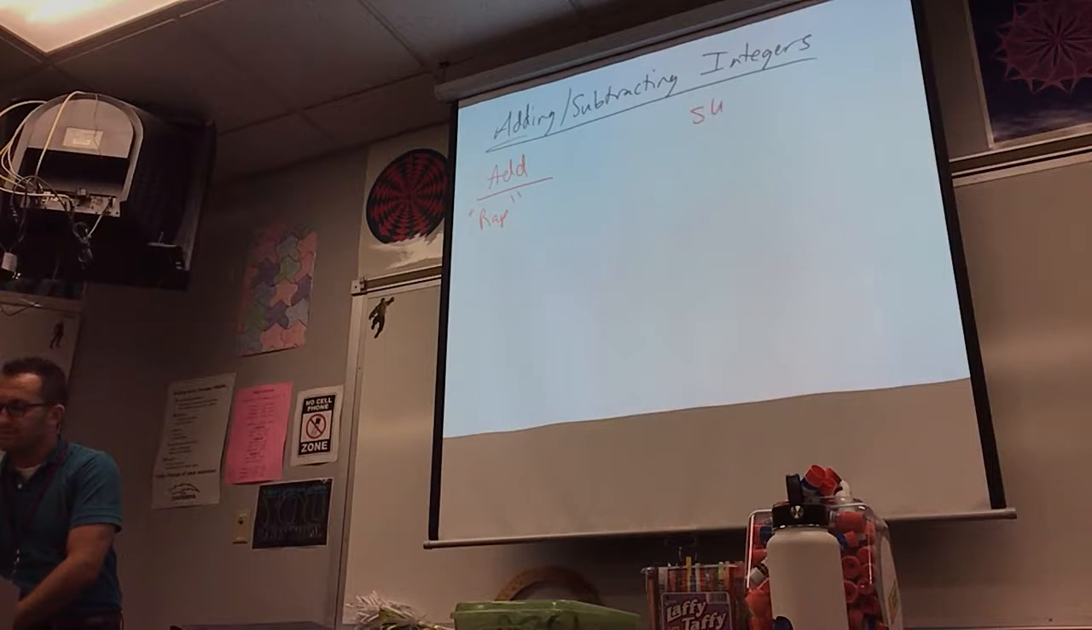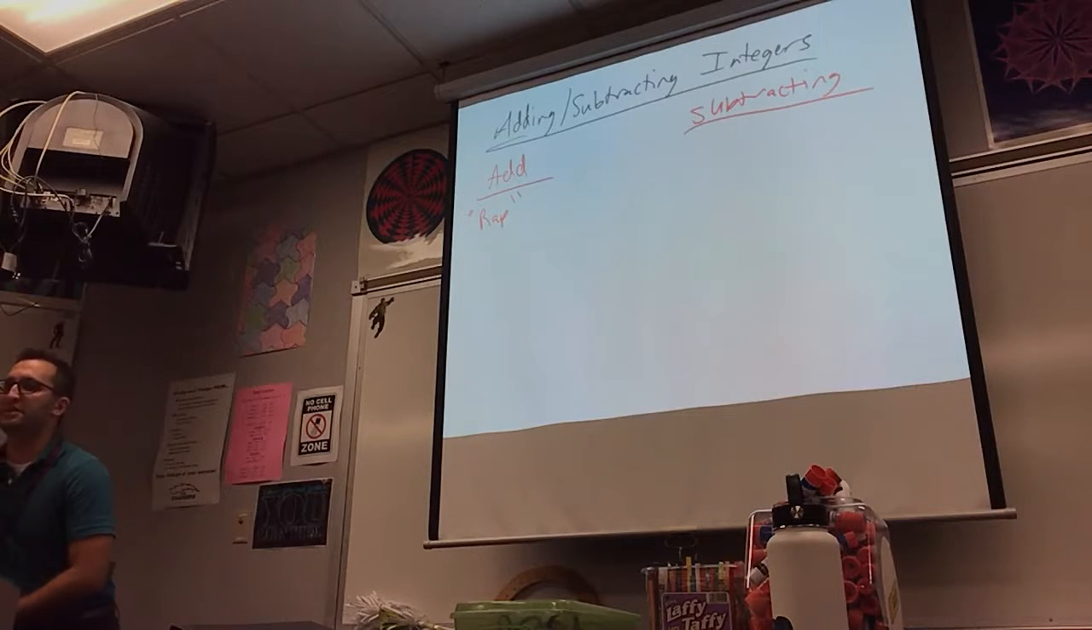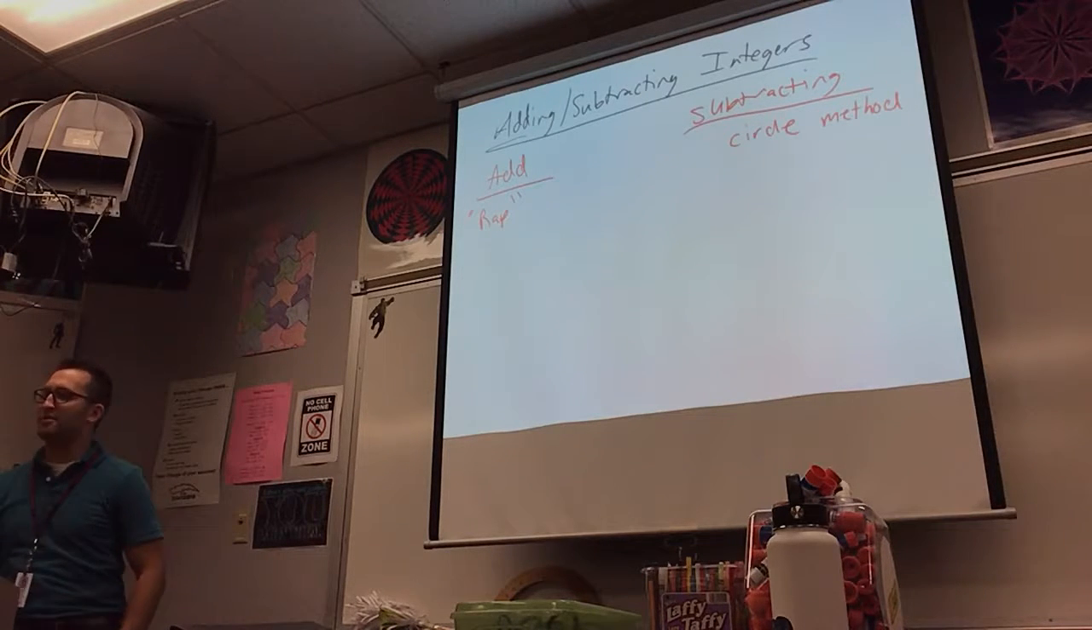Subtracting. We had a couple of methods, right? What was the first method that I shared with you? Negative ninja. The circle method was the second one I showed you, but that's okay. We can do the circle method first. Raise your hands if you prefer the circle method. That's great. Somebody who doesn't have their hand raised prefers the other method.